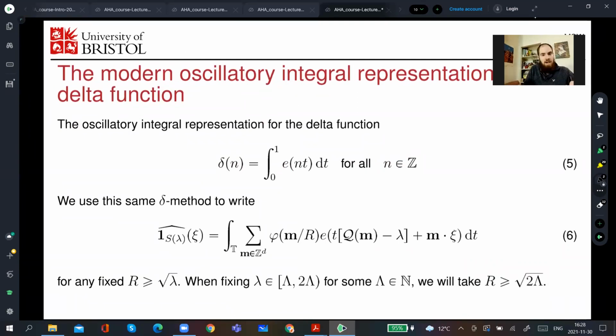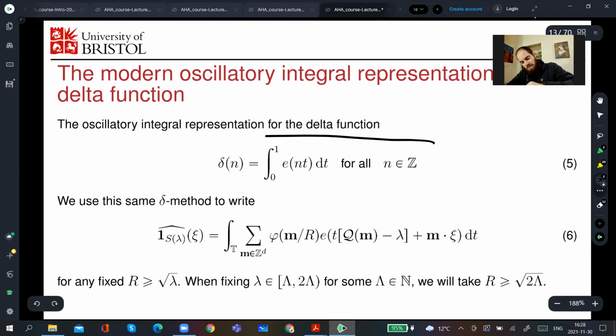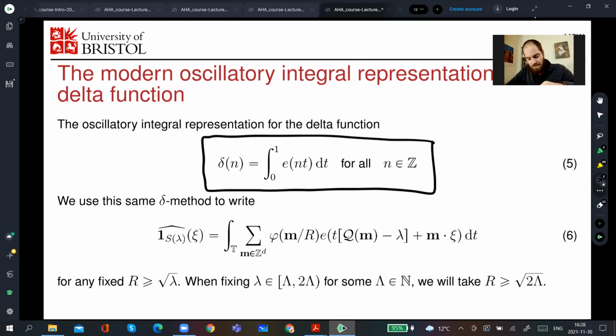So we go back to our time-trusted oscillatory integral, right? That we write the delta function on Z or on Z^d later as this integral, right? This oscillatory integral. And we've seen how to do that in the first part, and we've used that in the second part of this series as well, right? The first part being, of course, proving the Hardy-Littlewood circle method bounds for sums of squares.